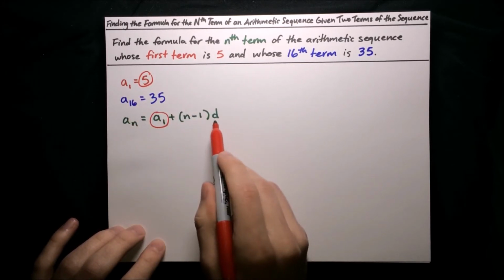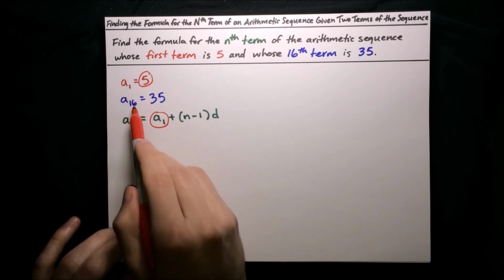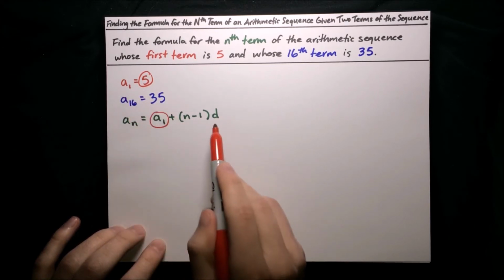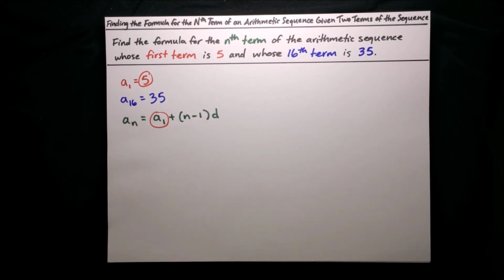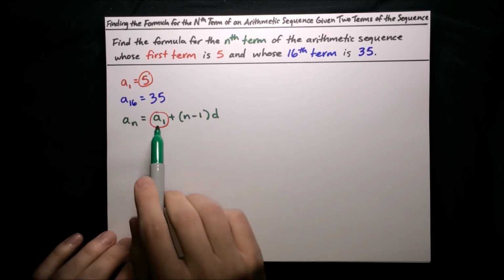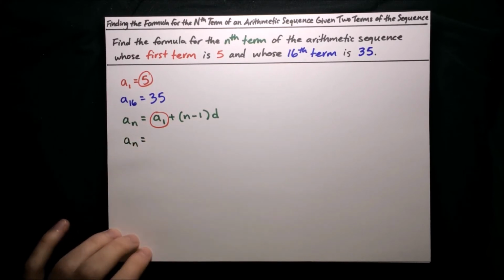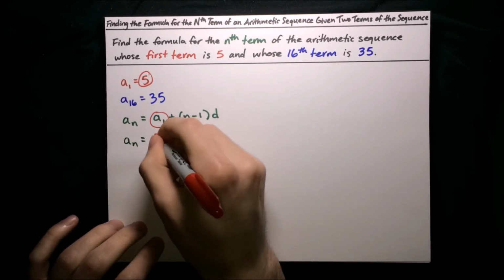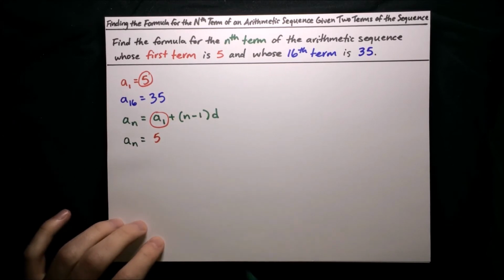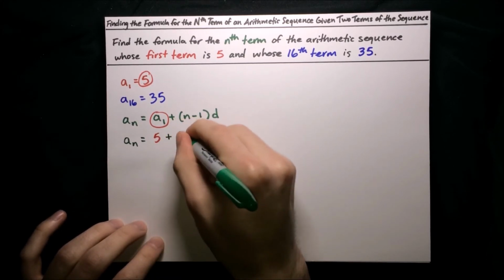But how about the common difference? We no longer have two consecutive terms, so it's not as easy to compute the common difference. But we'll deal with that in a moment. For now, let's just substitute in the first term, a1. So an is equal to 5 plus n minus 1 times the common difference.